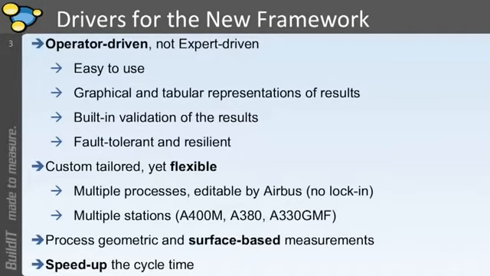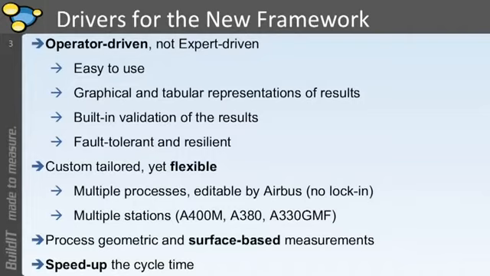So it had to be custom tailored to the processes at Airbus, but flexible enough to allow use on different stations, which can have varying processes within some margin, obviously. So we have, in this case, multiple processes and multiple stations. As I mentioned before, we were dealing with three different aircraft models, the 400M, the 380, and the 330 GMF. But even within these three, we had different processes. Let's say for the 400M, we might have had two or three different inspection processes that we had to go through. So the solution had to be flexible enough to support these different processes as they went along.